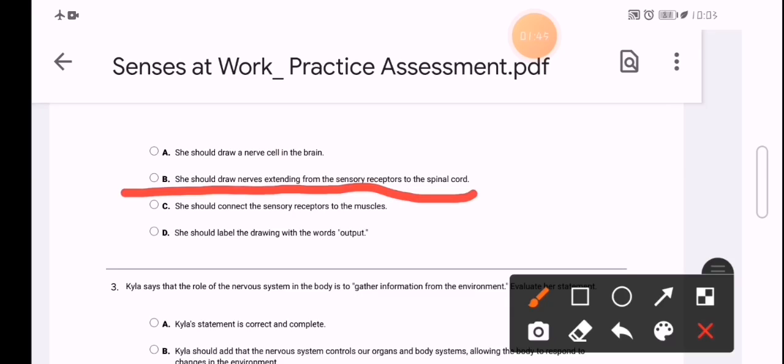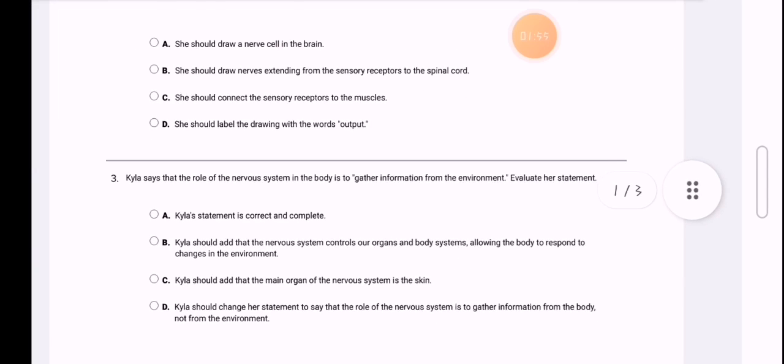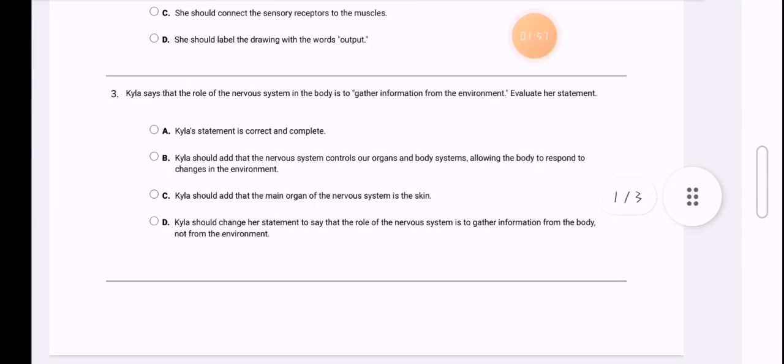She should connect the sensory receptor to the muscles. No, muscles don't relate to the nervous system. She should label the drawing with the word output. It will not be the next step.